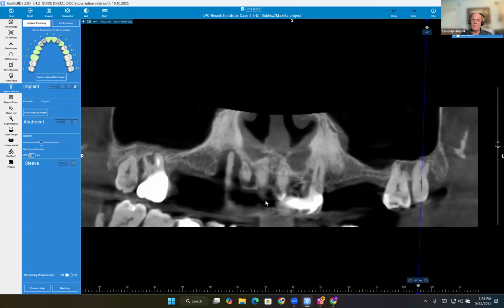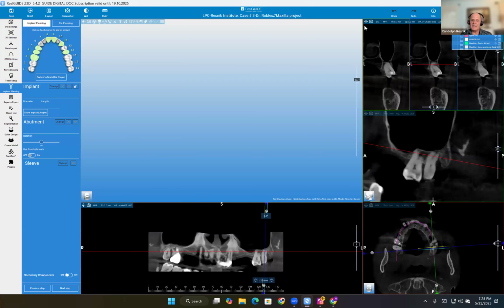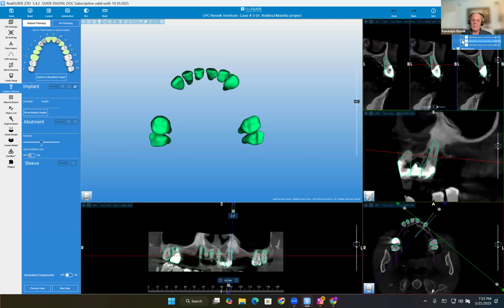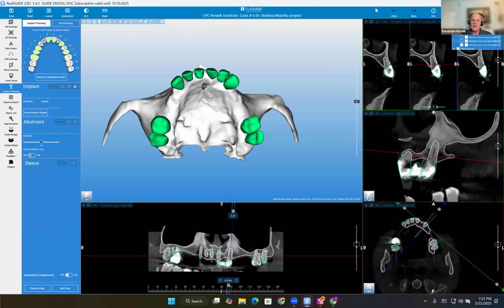Is the tissue pretty bad on this? It's not excessively bad. I mean, 11 was bad, but I already removed that and cleaned it up. It probably wouldn't be a bad idea to put the patient on chlorhexidine a week or two prior to the surgery. And then I would also start antibiotics on this patient, probably a couple of days beforehand.